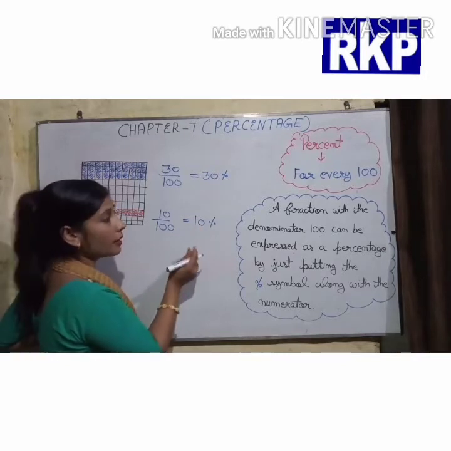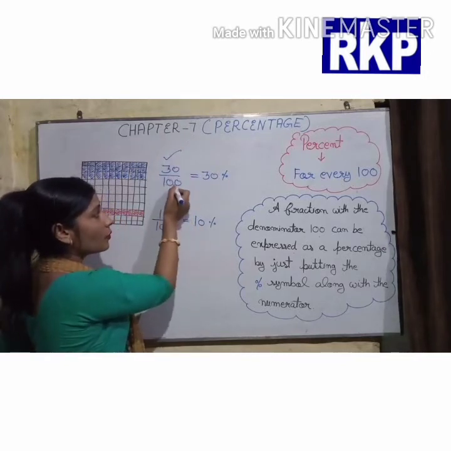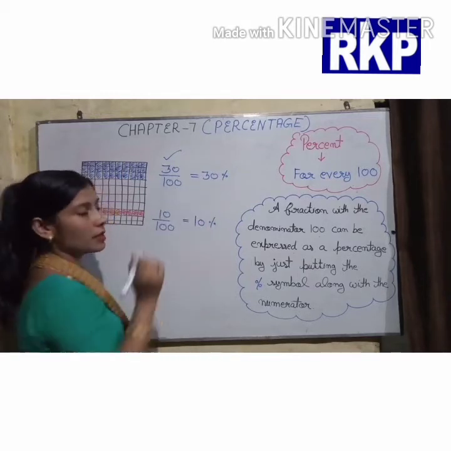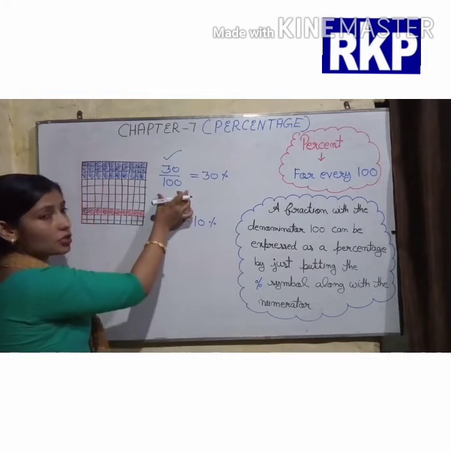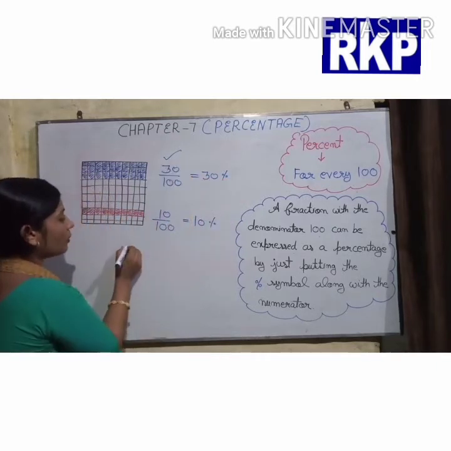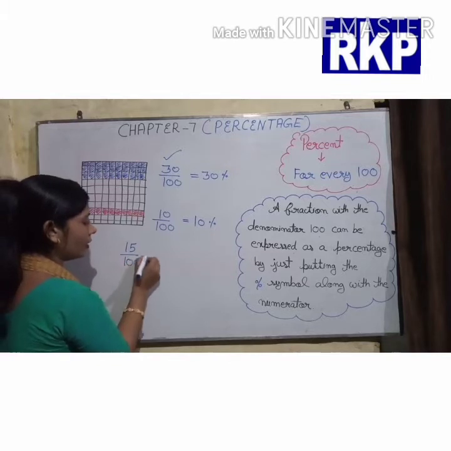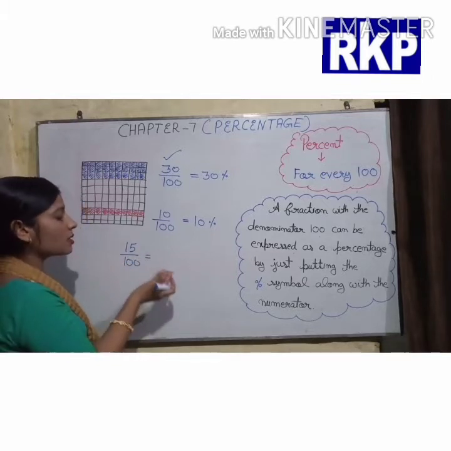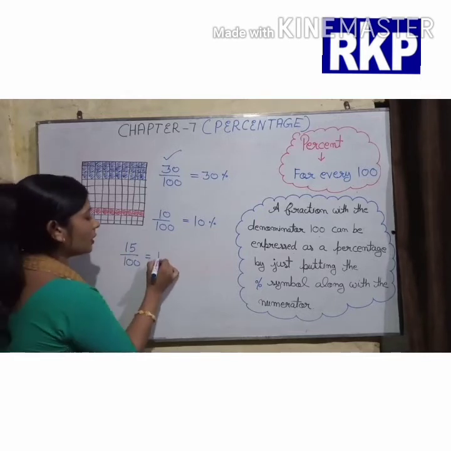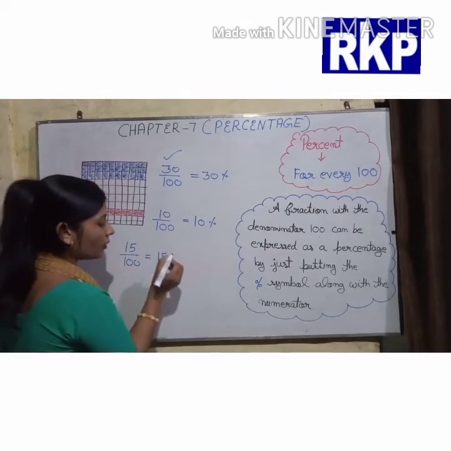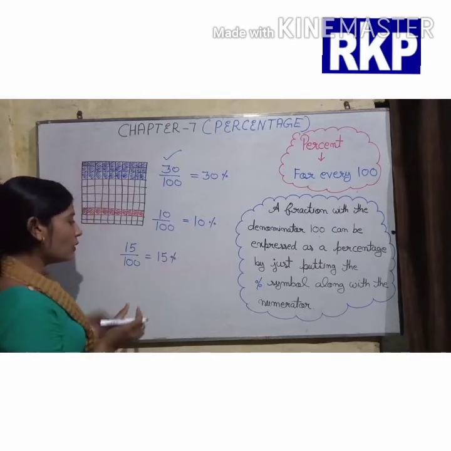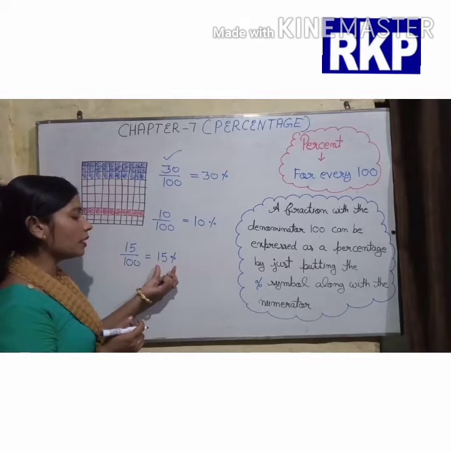Students, here we can see that if any fraction has 100 as a denominator, then we can convert it very easily into percentage, only by putting the percentage symbol along with the numerator. If we have 15 by 100, then we can convert it into percentage very easily, because here beta 100 is the denominator and 15 is the numerator. So we have to put only the symbol of percentage with the numerator. So 15 by 100 is equal to 15%.